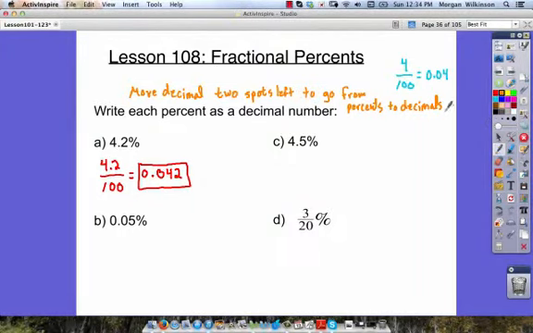Pause the video now if you need more time to get that written down. But if you can remember that, it's going to make these problems much quicker.